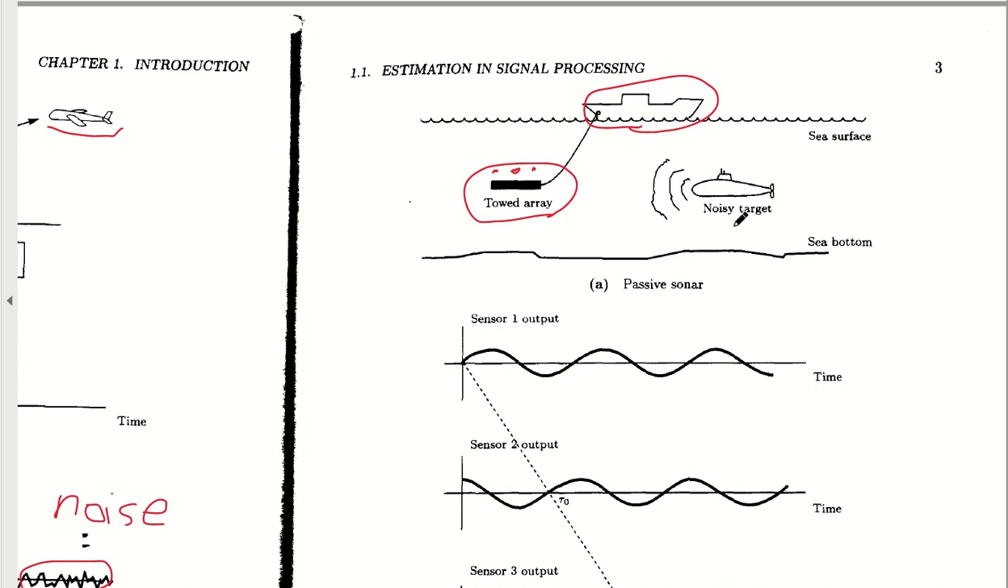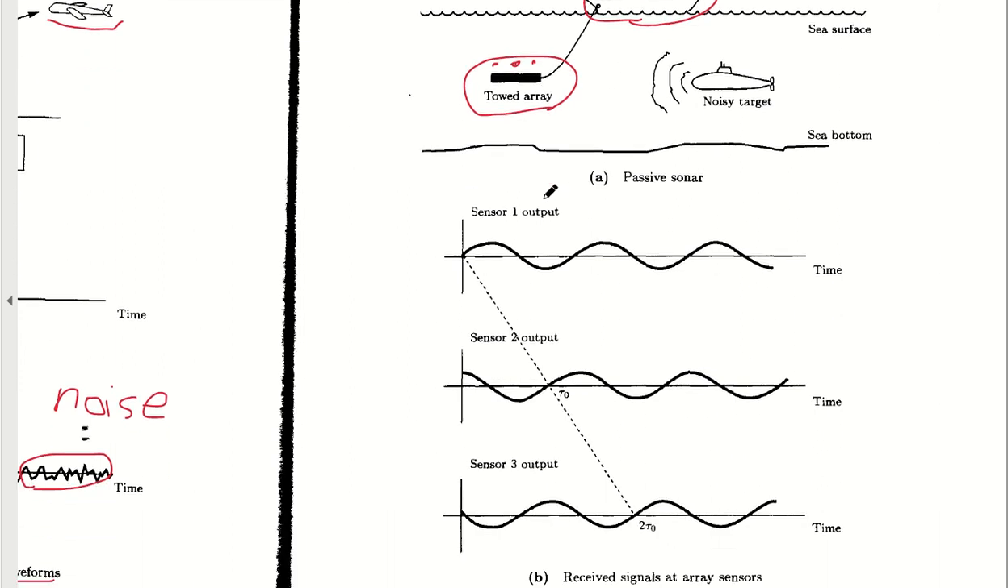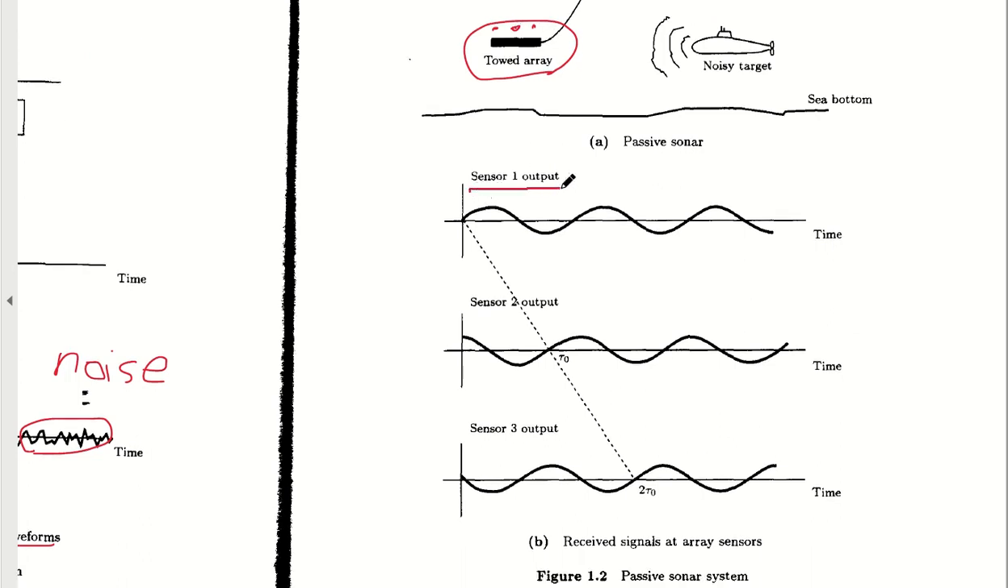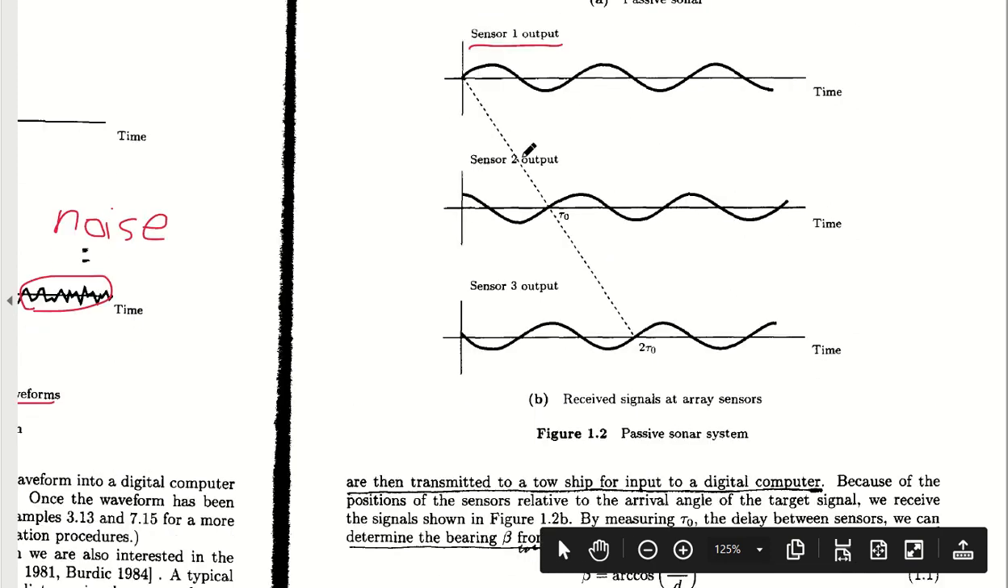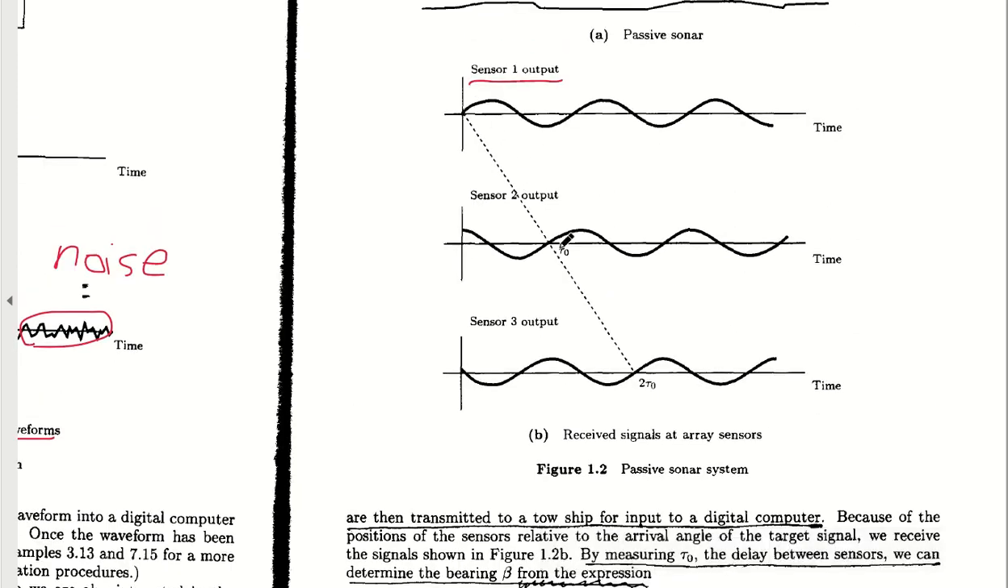And then this is the target, and it generates some kind of signals. For example, if it's moving, then it's disturbing the waveform in the water, and the waveform in the water gets received by the towed array. So there could be sensor 1, sensor 2, and sensor 3. Sensor 1 outputs some kind of wave, and sensor 2 gives you some kind of wave, and you are trying to estimate the time difference, which is the tau zero, between the sensors.